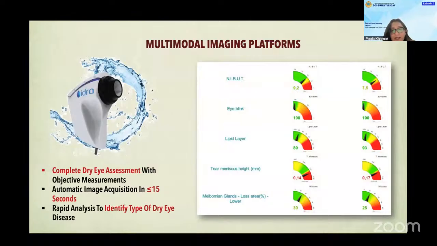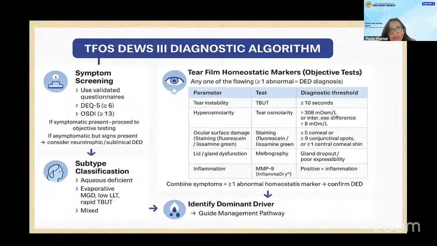Then there are other modalities like lipid layer thickness, where you can see the eye blink, the density of the lipid layer, the tear film meniscus height, and the meibomian glands also. Based on that, you can give a score of what kind of dry eye you're dealing with, whether it's mild, moderate, or severe. It can tell you the health and density of the lipid layer, and if for any reason you cannot do a TBUT test, a NIBUT test is more or less as good as TBUT.